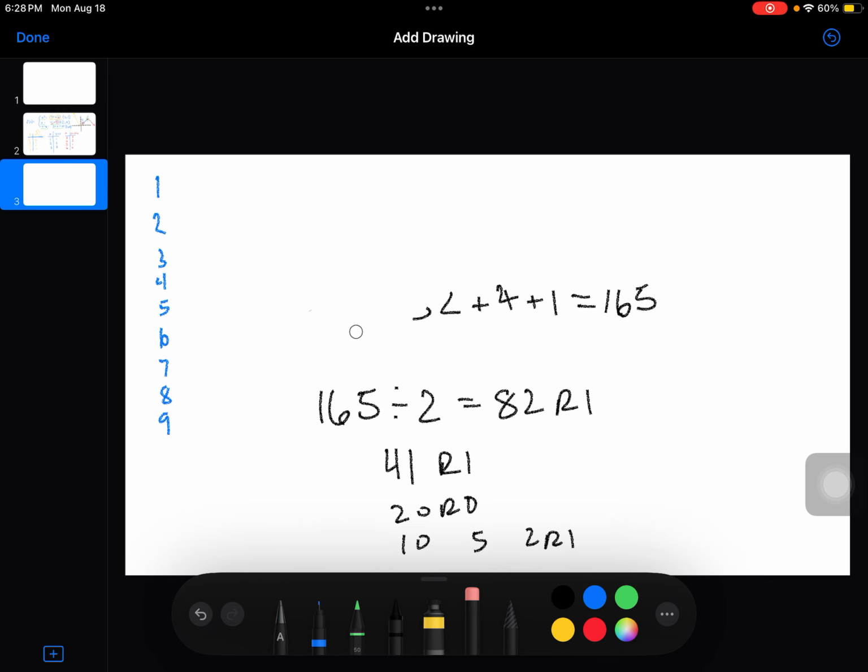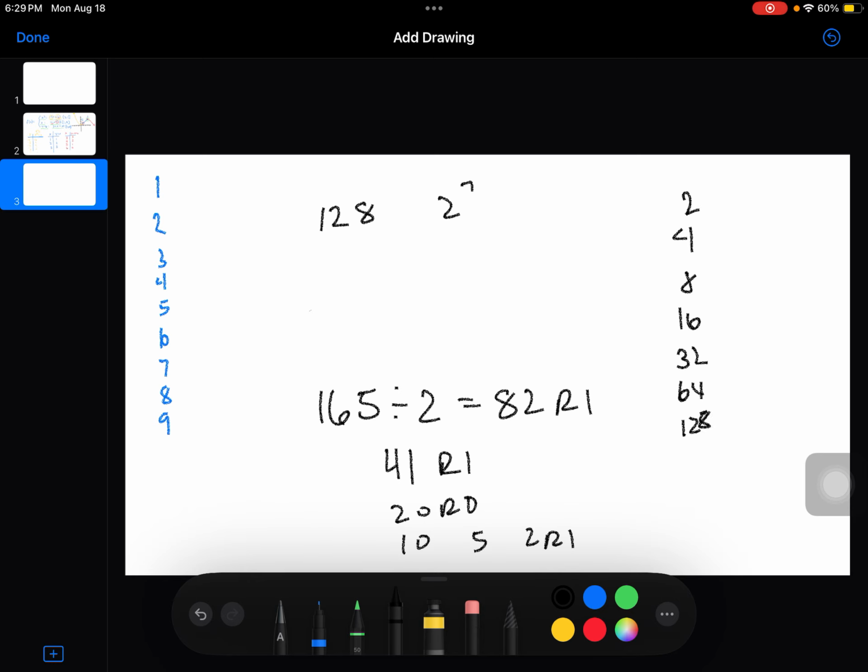So it's a little bit trickier, I suppose, for 165. If you're just dividing by 2 again and again, there's a way to tell if that works out, but we want to find the largest power of 2 that fits into 165, and it's going to be 128, which is 2 to the 7th. This is where memorizing some of the powers of 2 really comes in. So you've got 2, 4, 8, 16, 32, 64, 128, 256, 512, 1024.